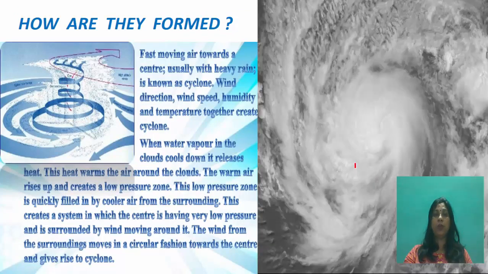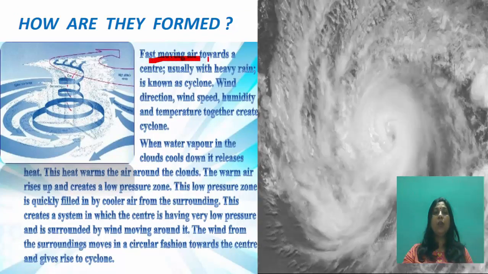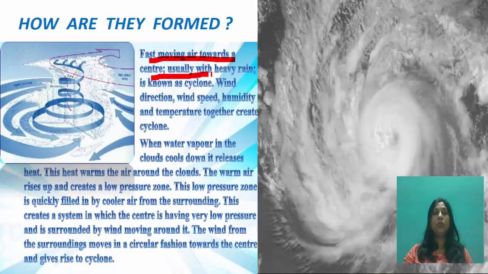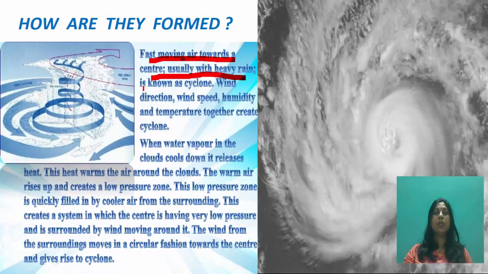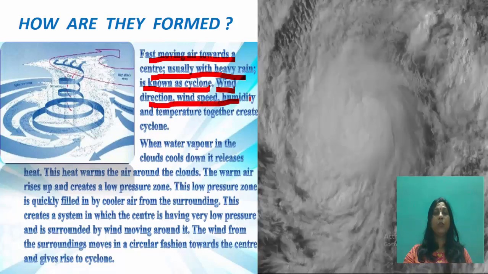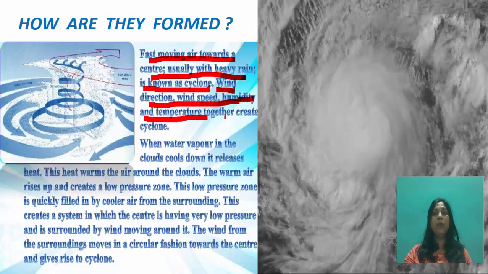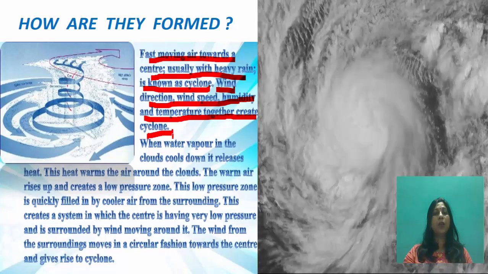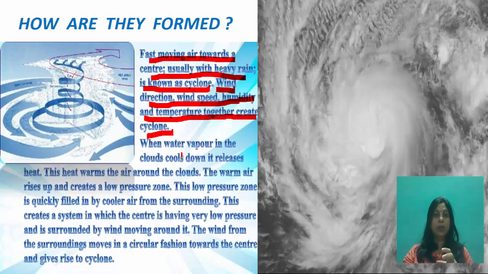How are they formed? The fast moving air towards a center, usually with heavy rain, is known as a cyclone. Wind direction, wind speed, humidity and temperature together create the cyclone. ये सब मिलकर cyclones बनाते हैं.